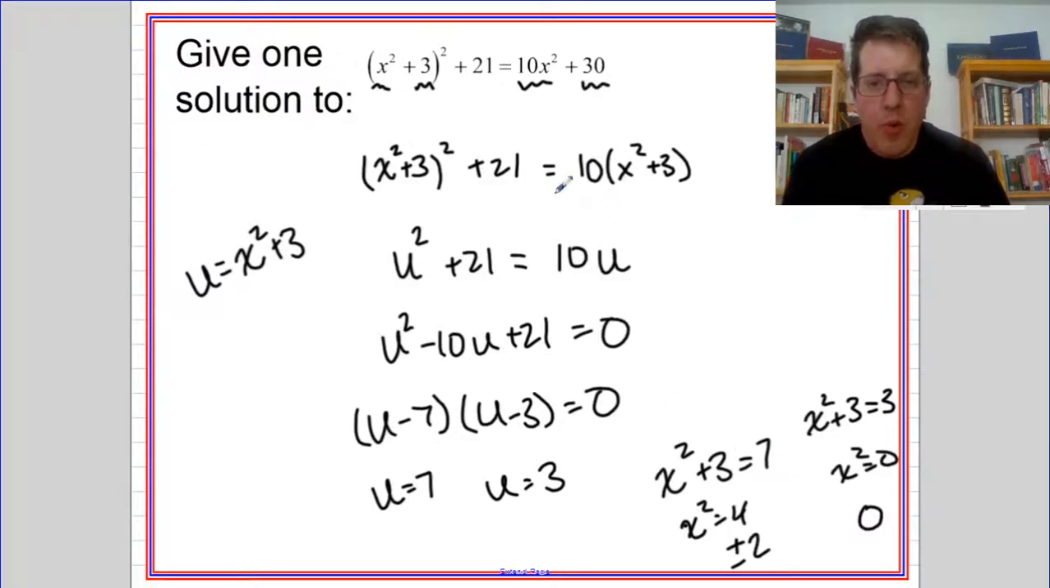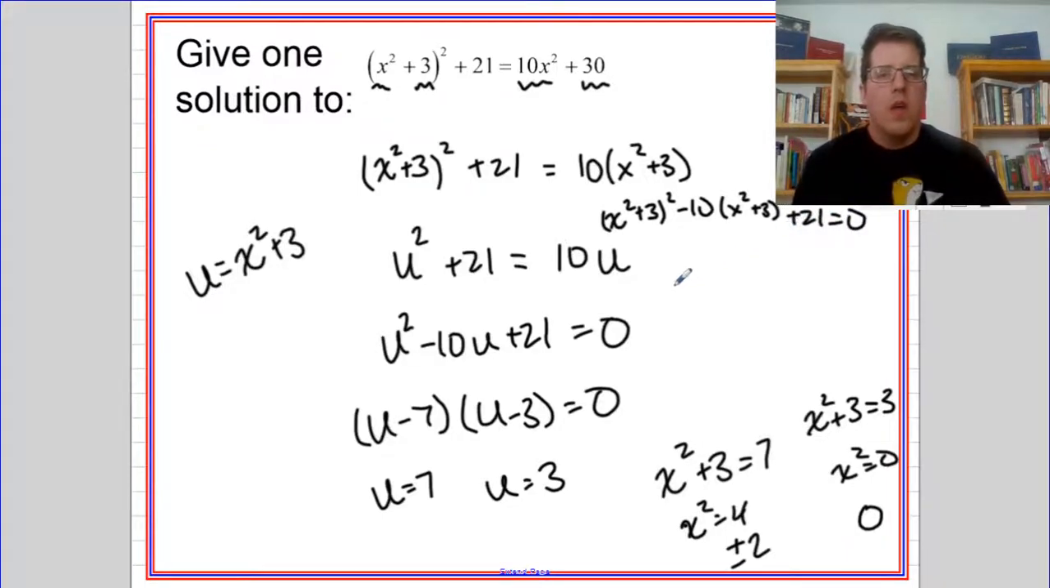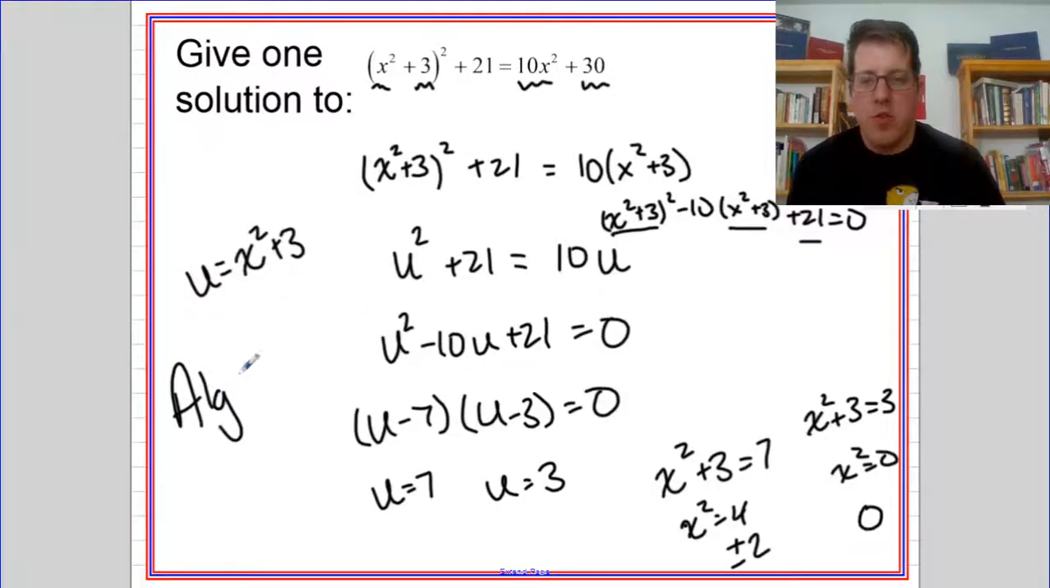Now, some people would write this like this. If I write it that way, what you're looking at is something squared minus 10 of that thing plus 21. What multiplies to 21 and adds to negative 10? Now, this is a really tricky approach. I would totally call this algebra 2. But if you figure that out, that's pretty darn neat.